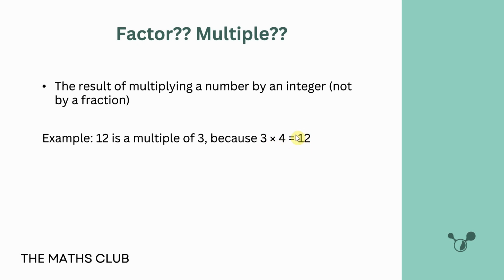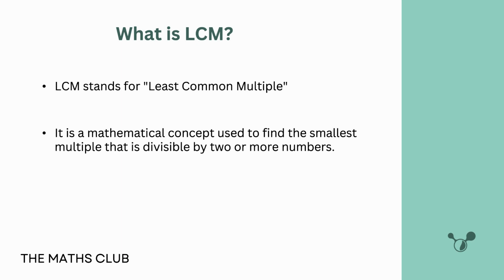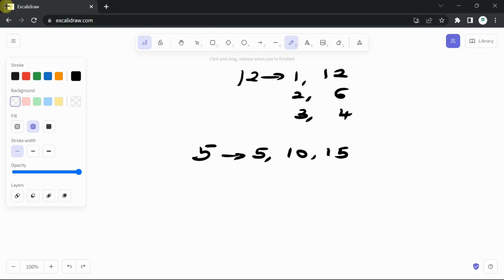Great. So let's continue. So now let's go to the least common multiple, right? So LCM stands for the least common multiple, like we said. And they said it's a mathematical concept used to find the smallest multiple that is divisible by 2 or more numbers. So let's look at that. So if I wanted to find what is the LCM between 5 and 12, right? LCM, remember, LCM is talking about multiples, so I have to list out all the multiples of 5.